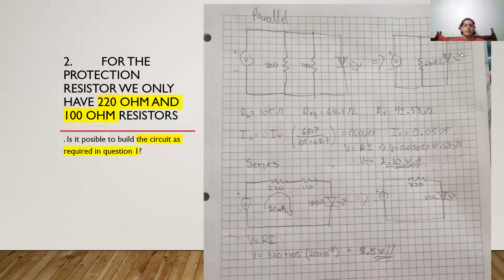But the previous slide requires the voltage source to be 8.7 volts, not less, not more. So in parallel, it will not be possible to make a circuit like the one required in question one. Then the other option is in series. We can simply see that if we add the two resistors in series, the equivalent is 320.